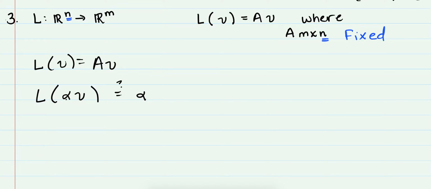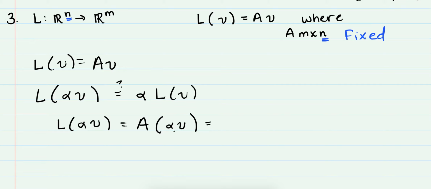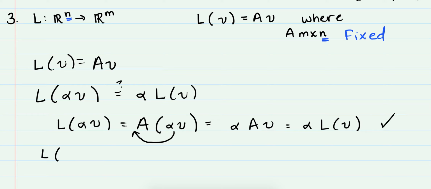I get A and alpha confused sometimes, but it's alpha. If I take alpha and multiply it by v and apply L, is that the same thing as applying L to just v and then multiplying by alpha? Let's check it. L applied to alpha times v is A times alpha times v, but because of matrices, we can pull that alpha to the outside, and here you just have alpha times L of v. So that's satisfied, the first one.